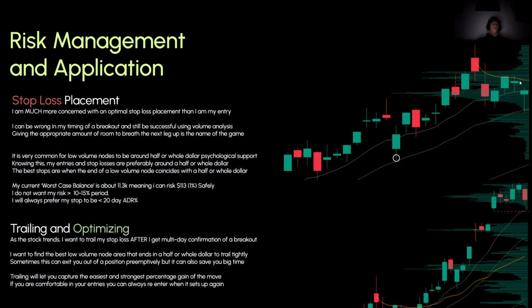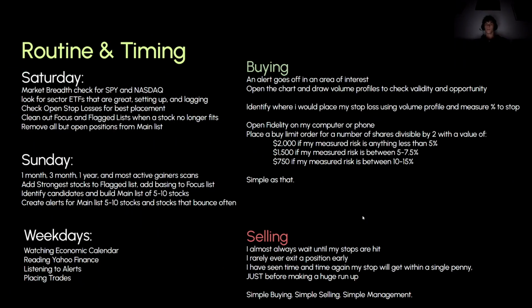And you would end up with a situation like LITE here, which hit almost to the penny. And then you can really load up a position there. And for this volume profile, it was actually from just the top here. You could have made this prediction based off of just this. So, trailing and optimizing as the stock moves up, I'm doing the exact same thing. I'm trying to identify the lowest volume node that is applicable and the most respectable one based off of the half and whole dollar thing.